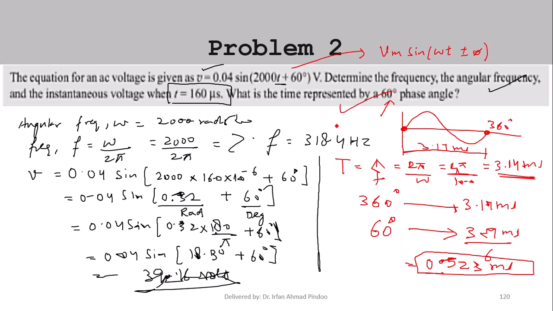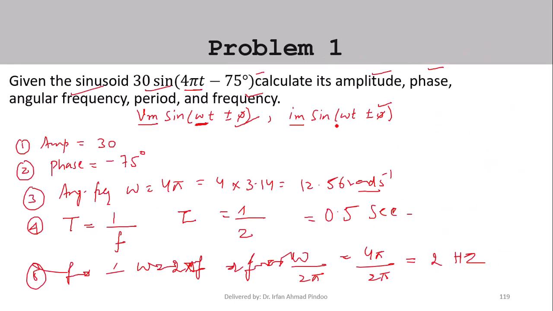So in this way you can see all the parameters have been calculated, and this is how all the types of questions can be asked from the AC analysis. They can ask you to find out the frequency, the angular frequency, the phase, the time period, the amplitude. These kinds of things can be expected. With this we complete all the topics from unit number 1.